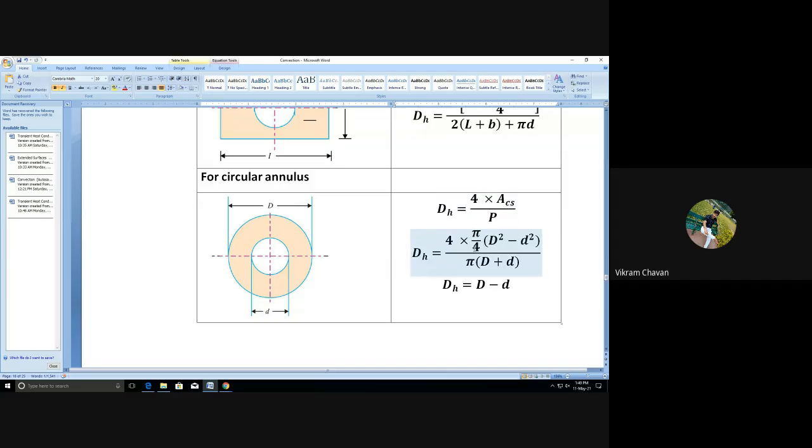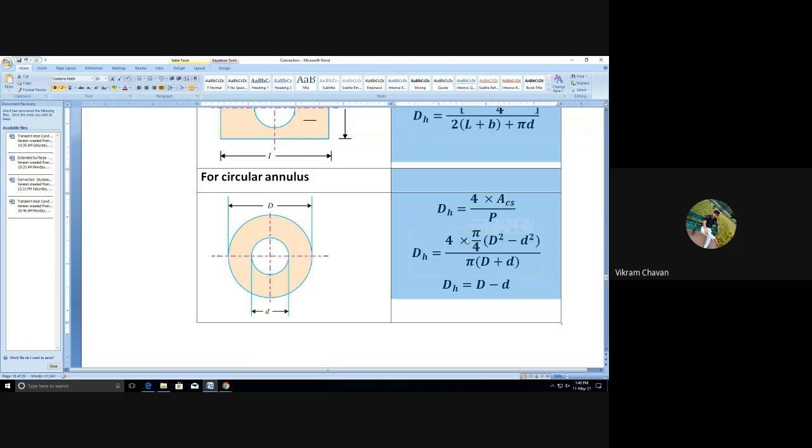So in that case, we'll get the area as a subtraction of two circular duct cross-section areas, that is 4 multiplied by pi by 4 (D square minus d square), and the weighted perimeter is the addition of the weighted perimeters of two circles, that is nothing but pi inside the bracket (D plus d).